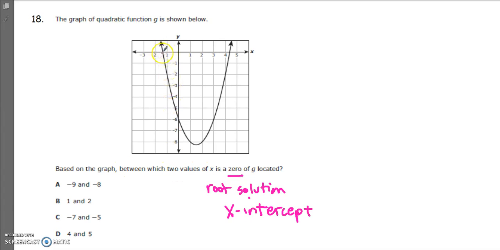So if I look right here, here's an x-intercept, and it is between a -2 and a -1. Here is another x-intercept. It is between a +4 and a +5. So this one says between -9 and -8, no. Between a +1 and a +2, no. Between -7 and -5, no. Between 4 and 5, yes. That would be our correct answer.